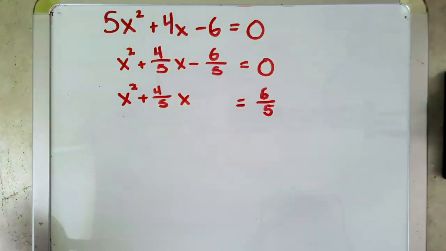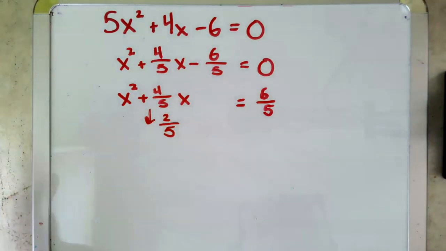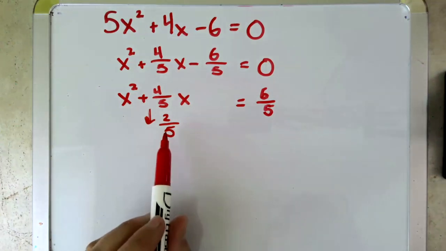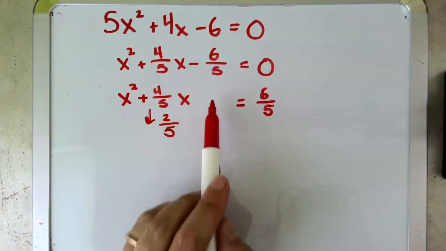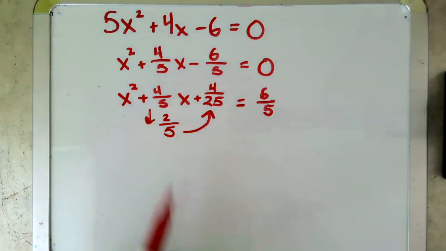and divide it in half. So 4/5 divided by 2 is 4/10, which reduces to 2/5. And then I'm going to take that and square it, and that's what goes in here. So 2/5 squared, that's top and bottom squared, is 4/25.